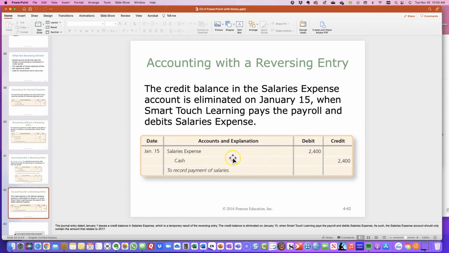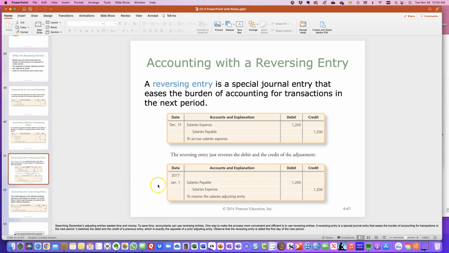I always used reversing entries as a CFO because it was just a lot easier to keep track. If I accrued it in December, then I can put the salary expense here because then I have the $1,200 coming in January, as you can see here on January 1st, to offset it. So I did record $1,200 in December and then $1,200 in January like I needed to.